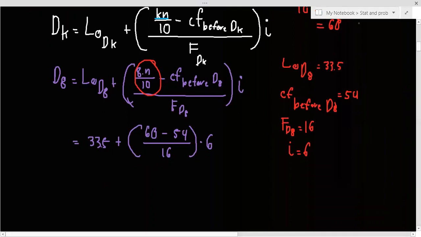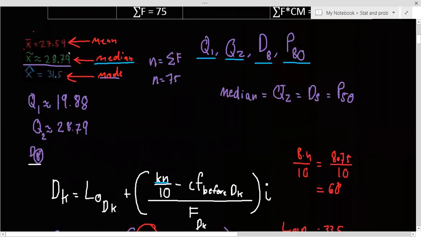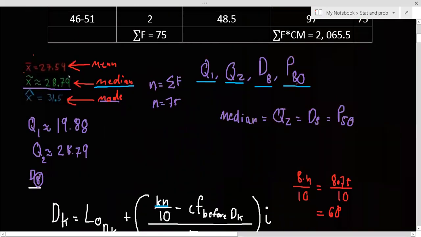So, this one, ang maging sagot natin dito ay 35.75. And that is our answer for the 8 decile. See? That's it lang naman. It's easy. Now let's try to find the last problem, which is the 80th percentile.